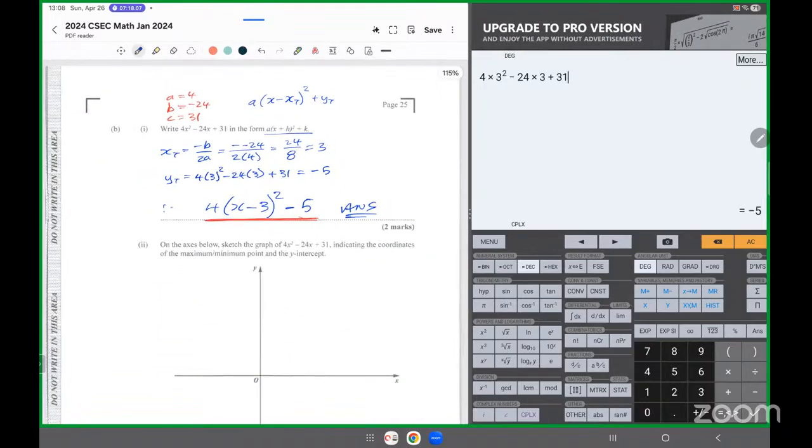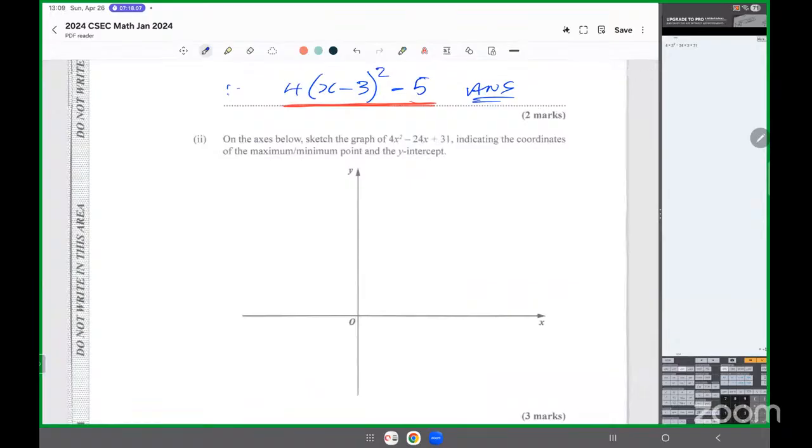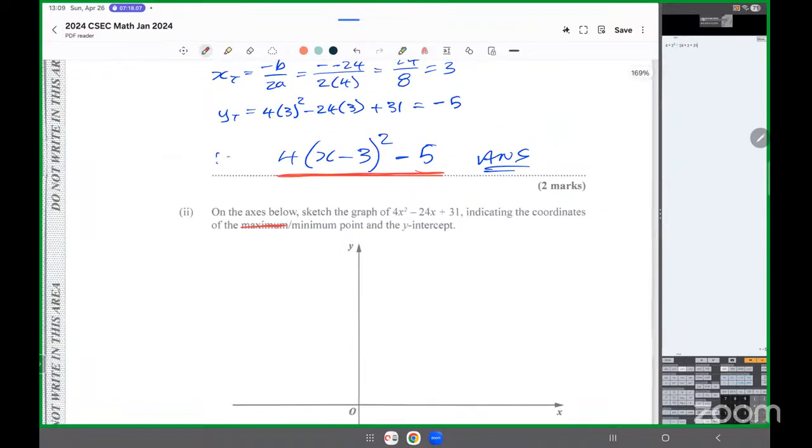And then I must do a sketch now. It says, on the axis below, sketch a graph indicating the coordinates of the maximum or minimum point. And we know it's a minimum point, it's not a maximum, so we can cross this out. We know it's a minimum because the a is positive, right? So we have a minimum point, and that minimum point is xt, yt, which is 3, negative 5. That's where it turns.